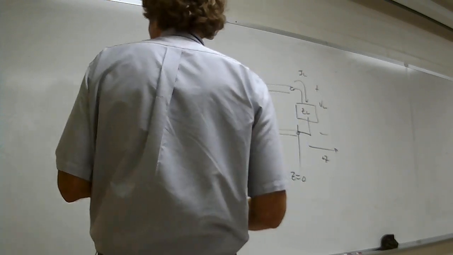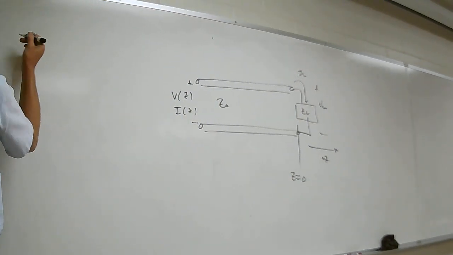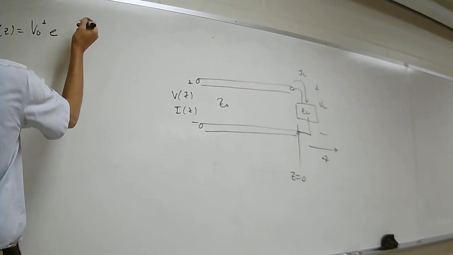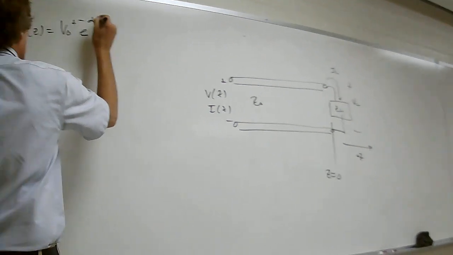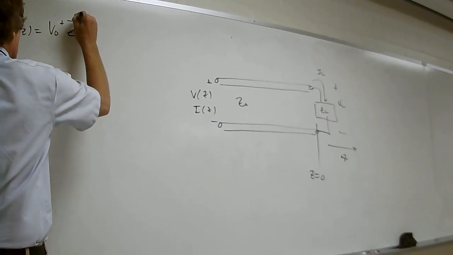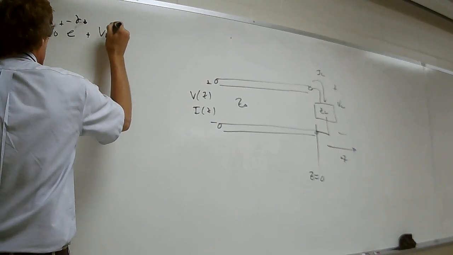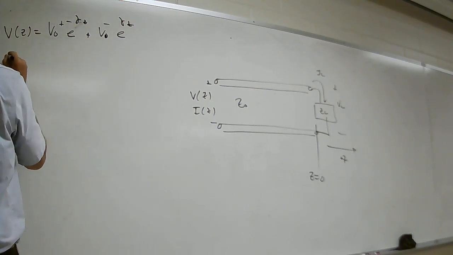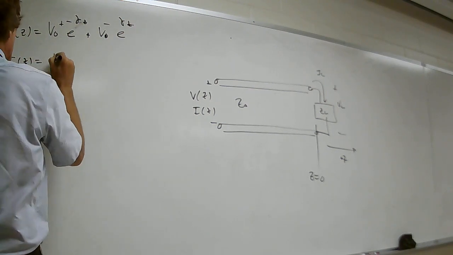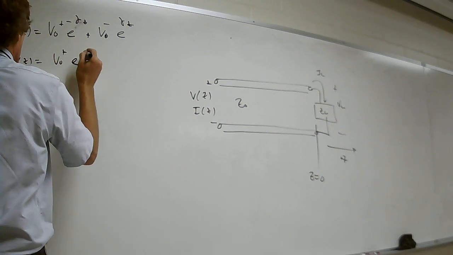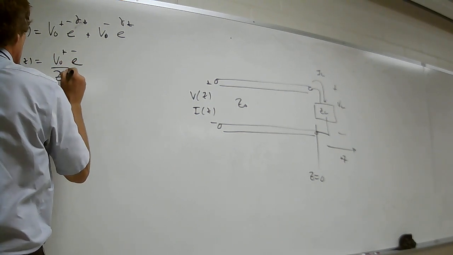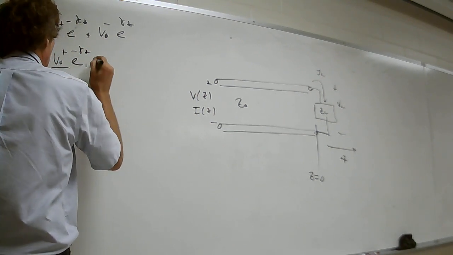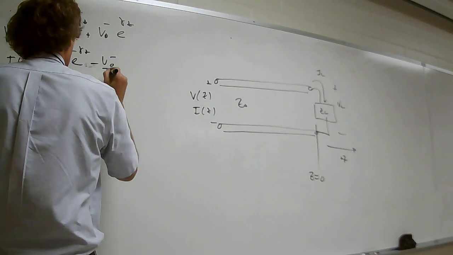So when you write the equation for voltage and currents here on this line, you would get V of z is equal to V0 plus e to the minus gamma z, plus V0 minus e to the plus gamma z, and you'll have I of z equal to V0 plus over Z naught, e to the minus gamma z, minus V0 minus over Z0.